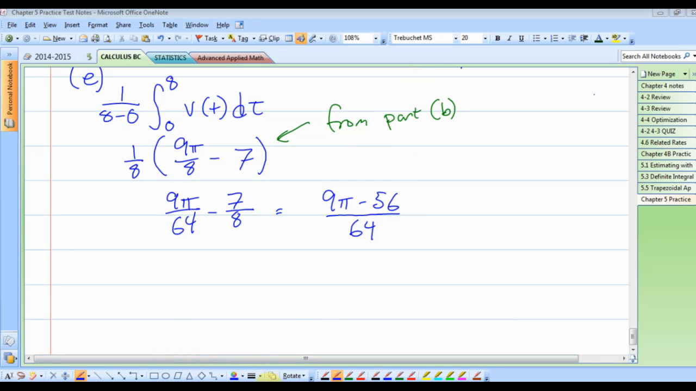Quick volume check. Volume check. Volume check.